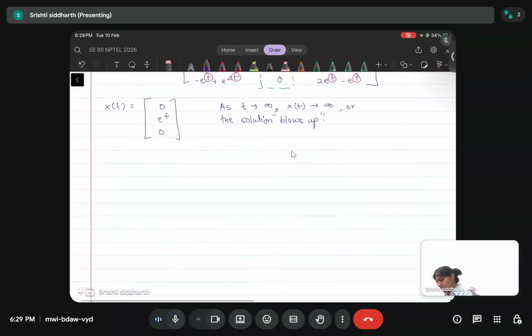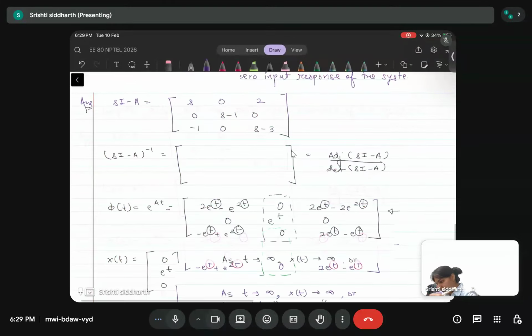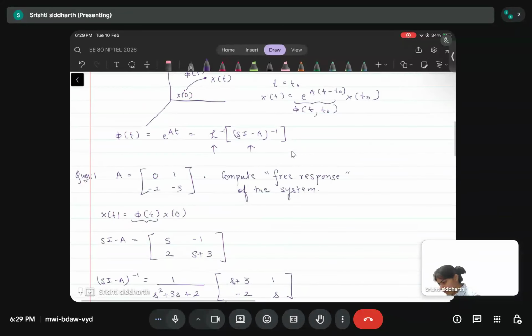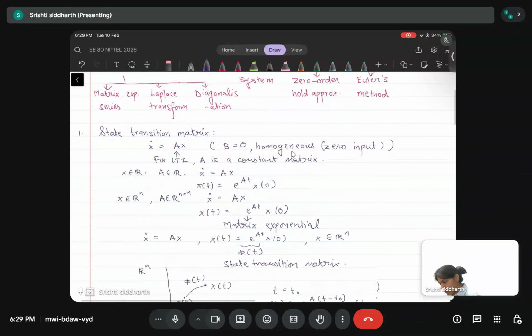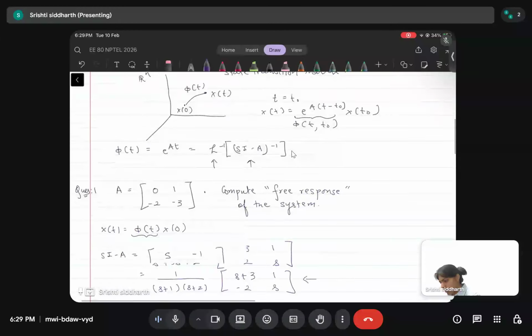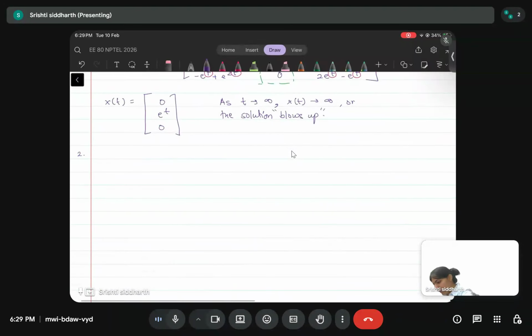It's for the homogeneous system. Now let's look at the state transition matrix and the solution of the homogeneous system. Then we have the non-homogeneous system.